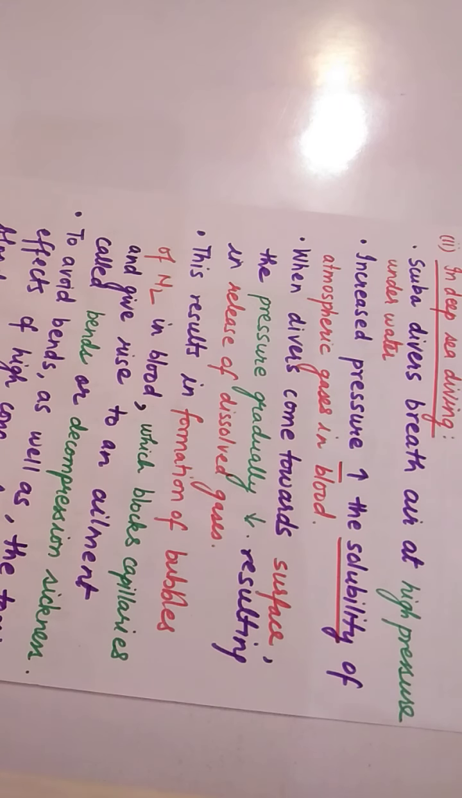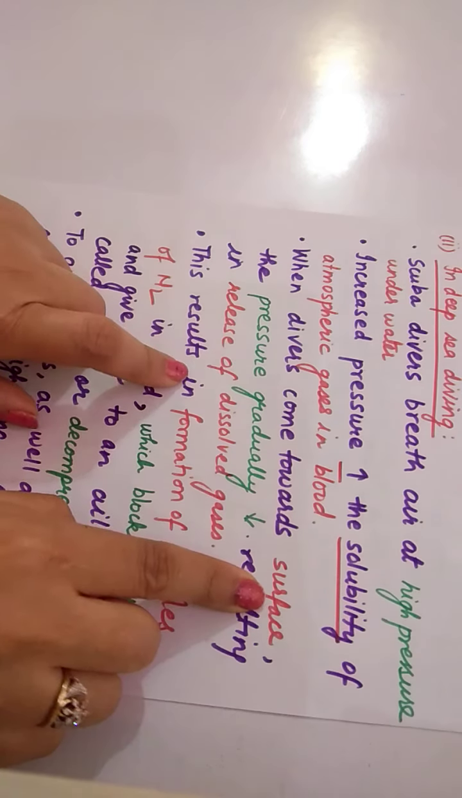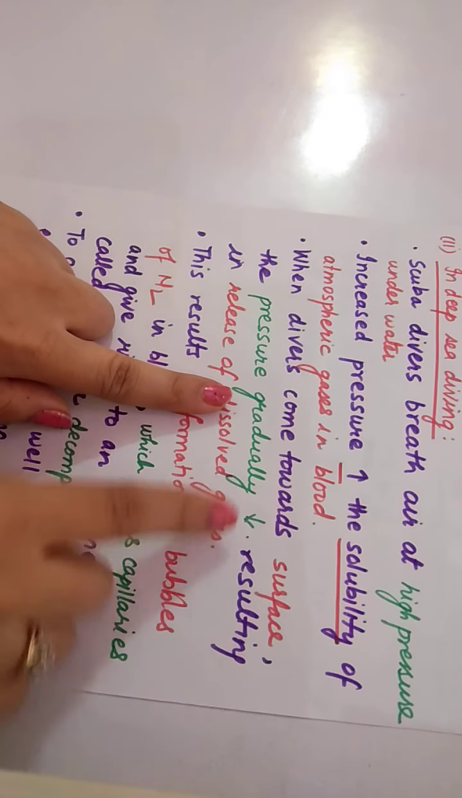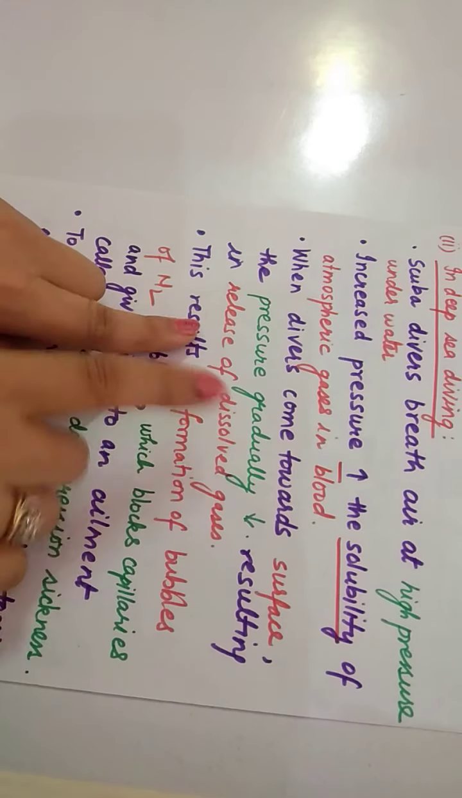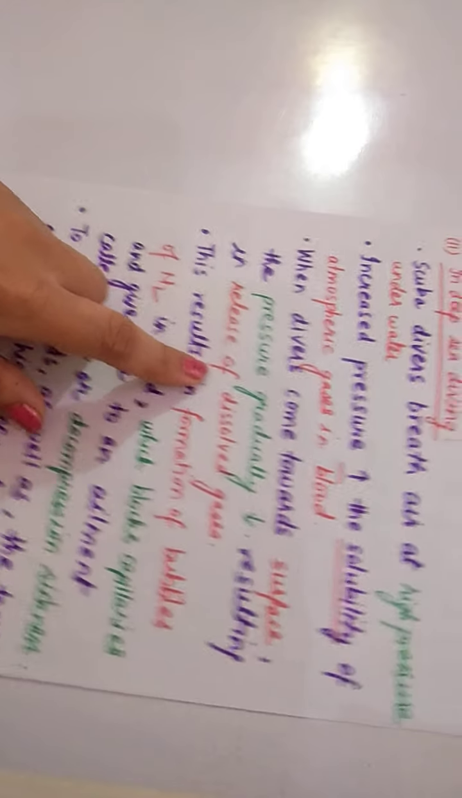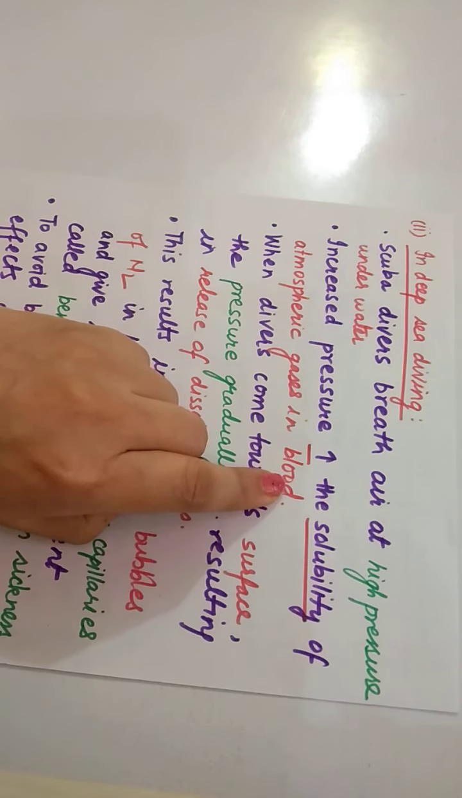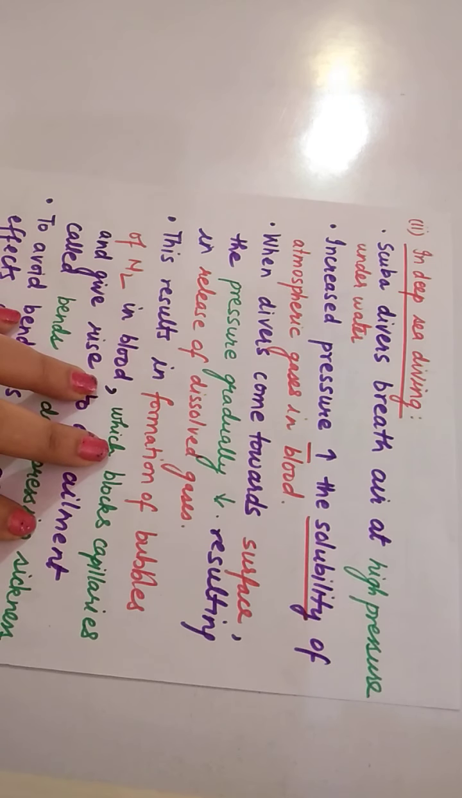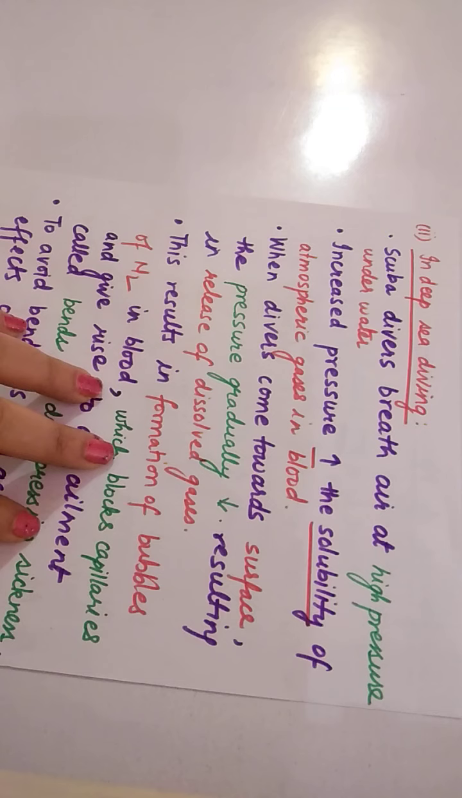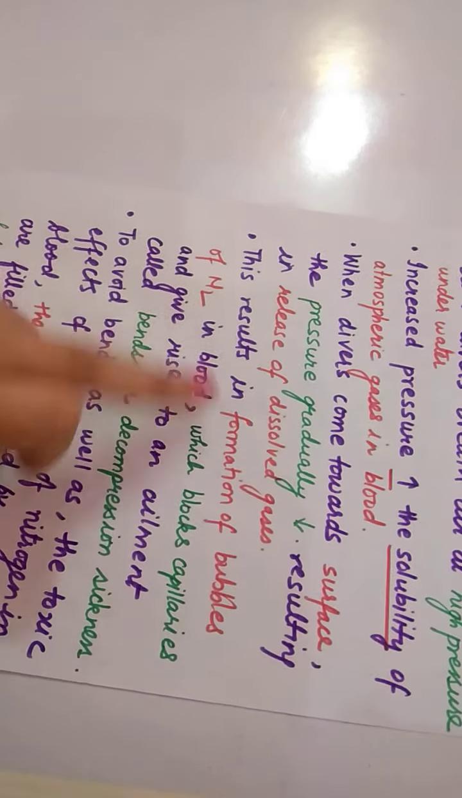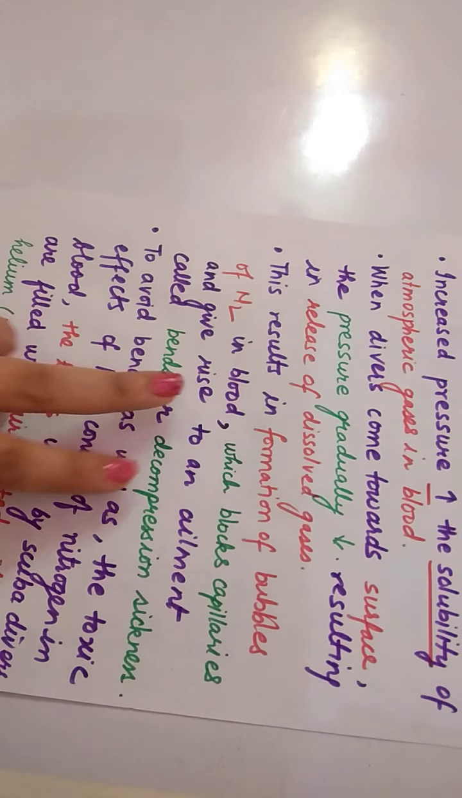Now what happens after doing the sea diving, when the scuba divers come towards the surface? At the surface, the pressure of gases is gradually low. It decreases, as a result of which the gases which were dissolved in our blood move out of our blood. We exhale those gases. Now because of that, what happens? This results in the formation of bubbles of N2 in blood.